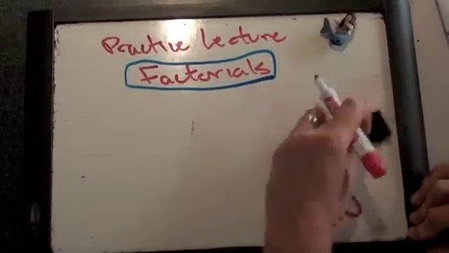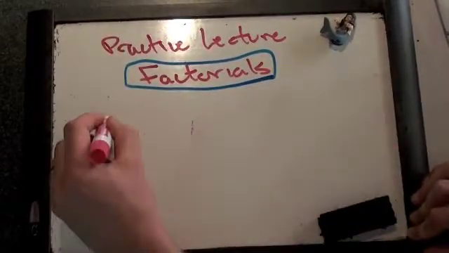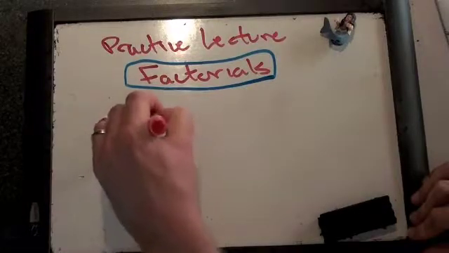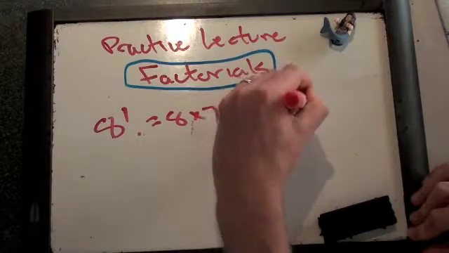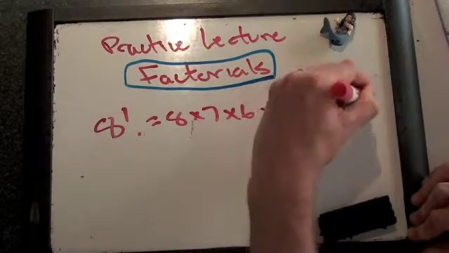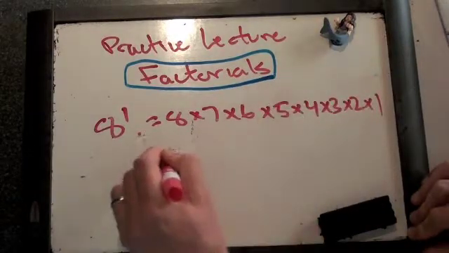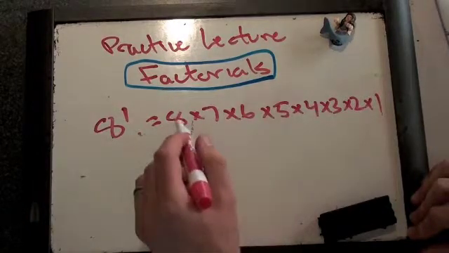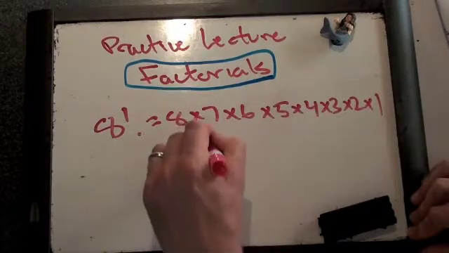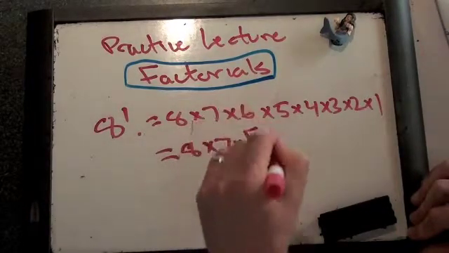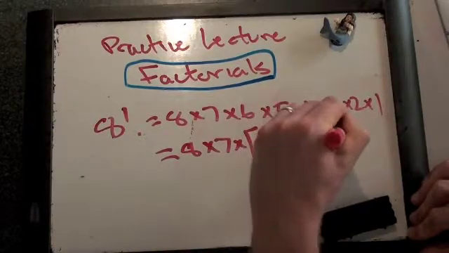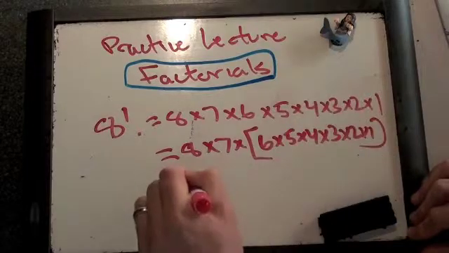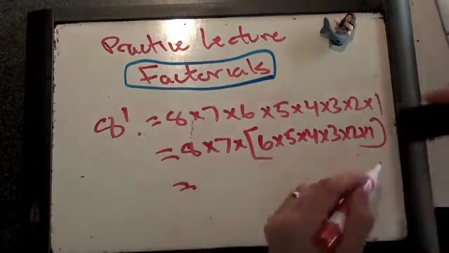Similarly, let's say 8 factorial, which is 8 times 7 times 6 times 5 times 4 times 3 times 2 times 1. Now we're not going to multiply this out, but we know, for example, that this is 8 times 7 times what's in this quantity, 6 times 5 times 4 times 3 times 2 times 1. And what is 6 times 5 times 4 times 3 times 2 times 1?